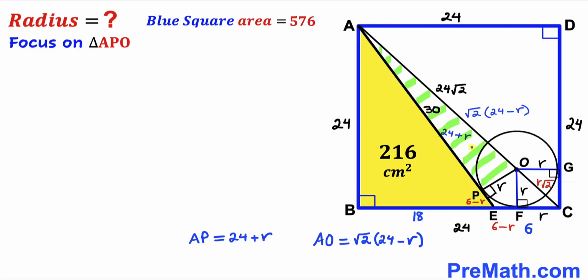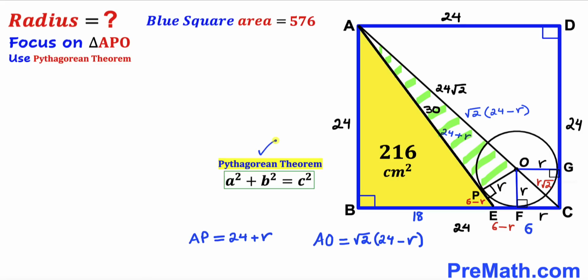And now let's focus on this right triangle APO, and we are going to apply the Pythagorean theorem on this triangle. And here's our Pythagorean theorem: a squared plus b squared equals c squared. In our case, our two legs are lowercase r and 24 plus r, and our hypotenuse is square root of 2 times (24 minus r). Let's go ahead and fill in the blanks in this Pythagorean formula.